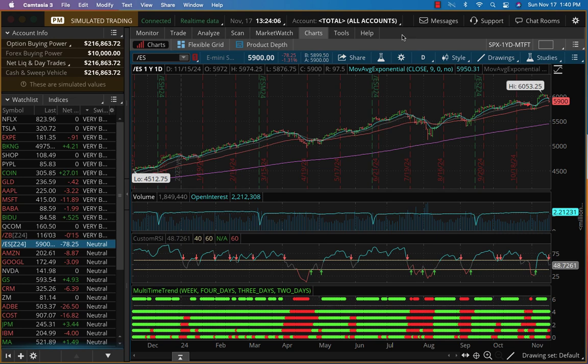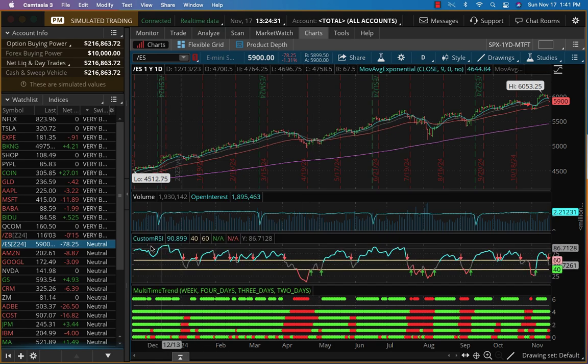In step three, we want to stay in a winning trade as long as possible, and this is where the custom RSI comes in. You may know about the regular RSI. It tells you when something is overbought or when something is oversold. However, this regular RSI indicator has been customized, and this custom RSI will tell you when to stay in a trade for as long as possible. And that is the indicator right here below the volume.